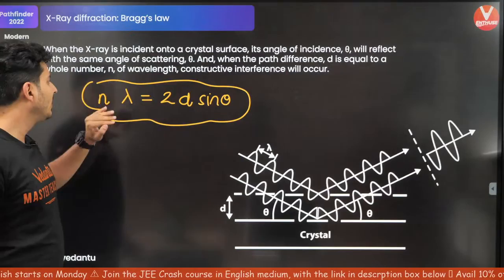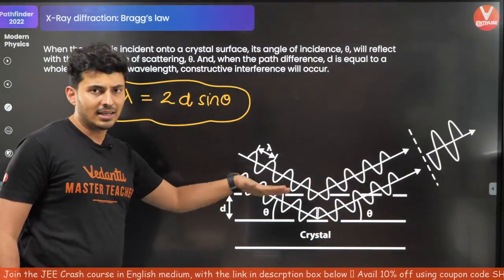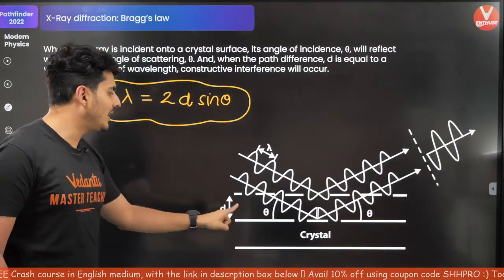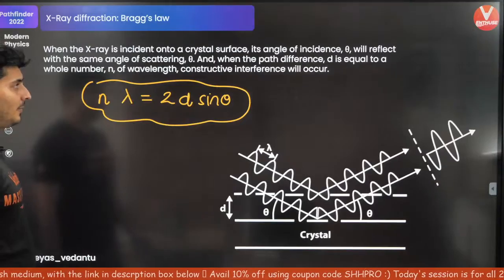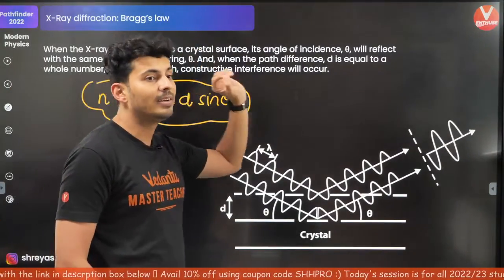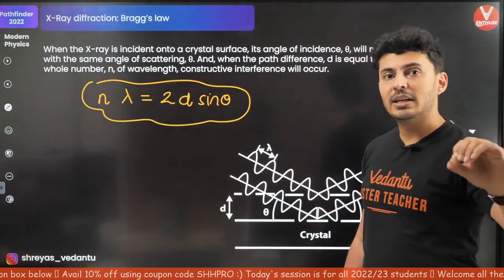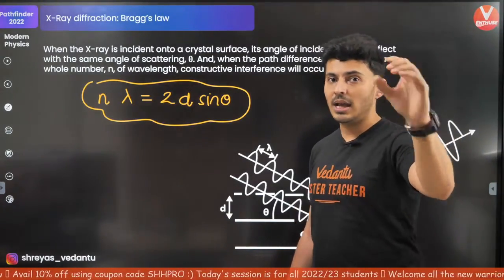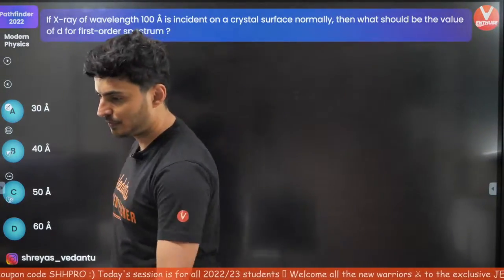So usually you will know the order and the wavelength, and you will also know the angle at which the light is incident. From that you can find d, and you can find out the distance between the two layers of that crystal. So that is Bragg's law of diffraction, to find out or study the interplanar molecular distance between atoms of a solid. Very interesting. Let's solve a question based on this.